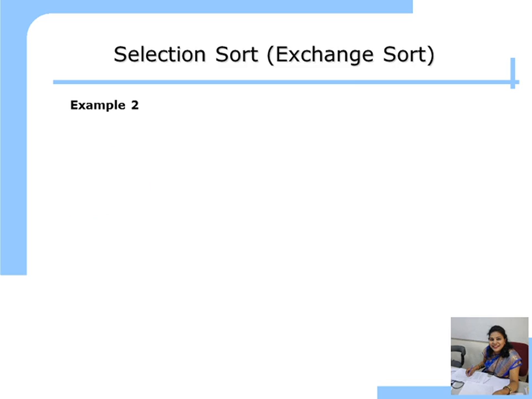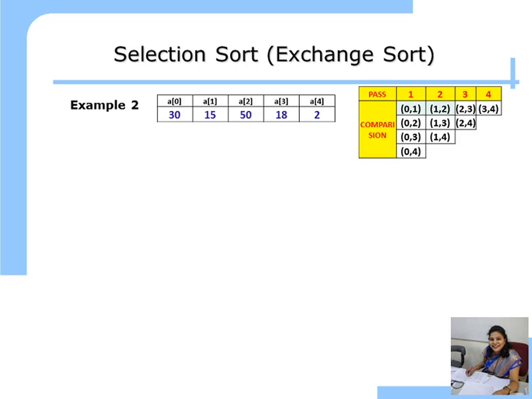Let us solve another example. How many elements are present in the array? 5. So we will first calculate the number of passes required for the selection sort sum. It will be n minus 1, that is 5 minus 1, which is 4.